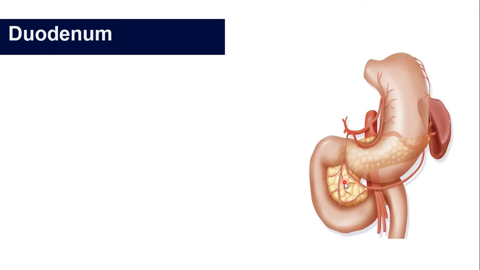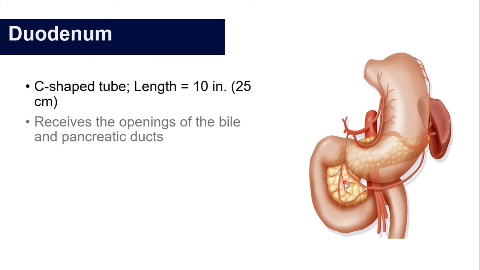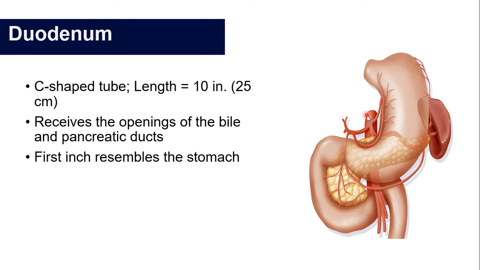Okay, so let's talk about the duodenum. Our duodenum is a C-shaped tube about 10 inches or 25 centimeters long, which joins the stomach to the jejunum. Duodenum means 12, and it is so named because it is about as long as the width of 12 fingers. Now, this duodenum receives the openings of the bile and pancreatic ducts. Take note of that.